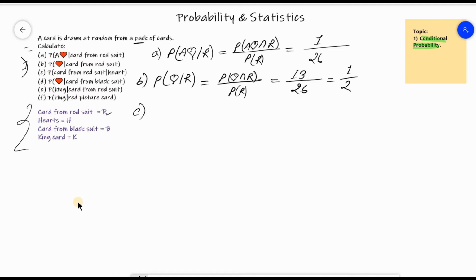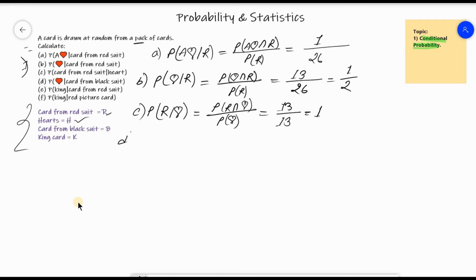Now for number C, we have to find out the probability of card from red suit given that it is a heart. We can also denote it like this, heart, or even H from here. So it will be probability of red and heart divided by probability of heart. We already used this value in the previous one, that is probability of red and heart, 13 over, we have in total 13 hearts, so that will be equal to 1.